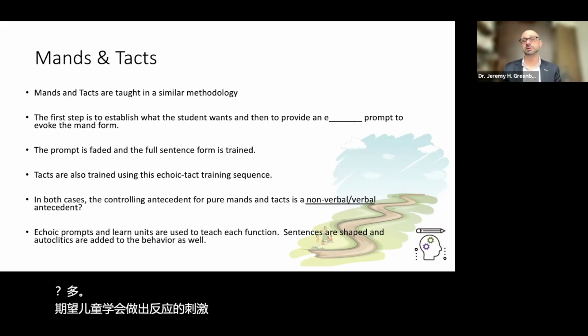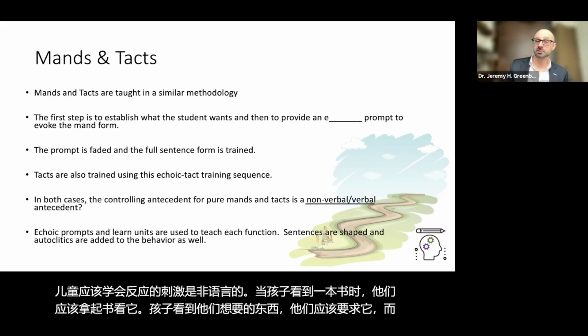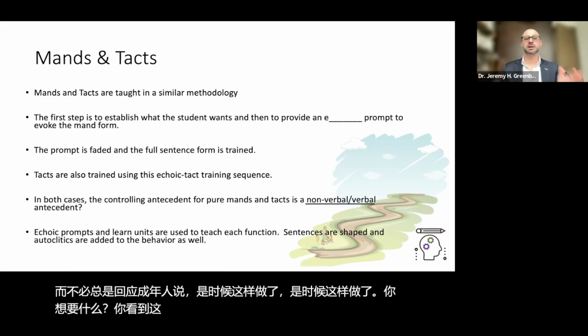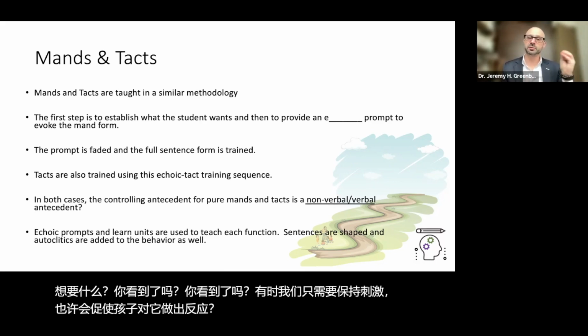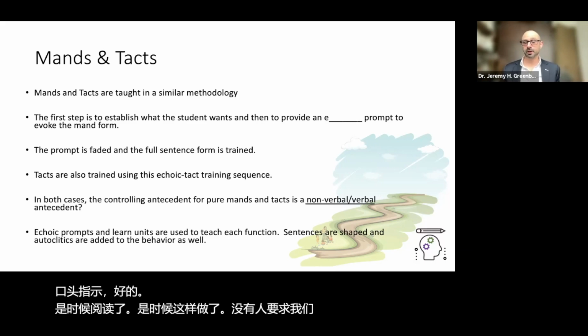When the child sees a book, they should pick up the book and look at it. When the child sees something that they want, they should ask for it, rather than having to always respond to adults saying, "It's time to do this, it's time to do that." Sometimes we just have to hold up stimuli and maybe prompt the child to respond to it, but not always deliver vocal verbal instructions. Nobody asks us to read. We just see words and we read them, right?